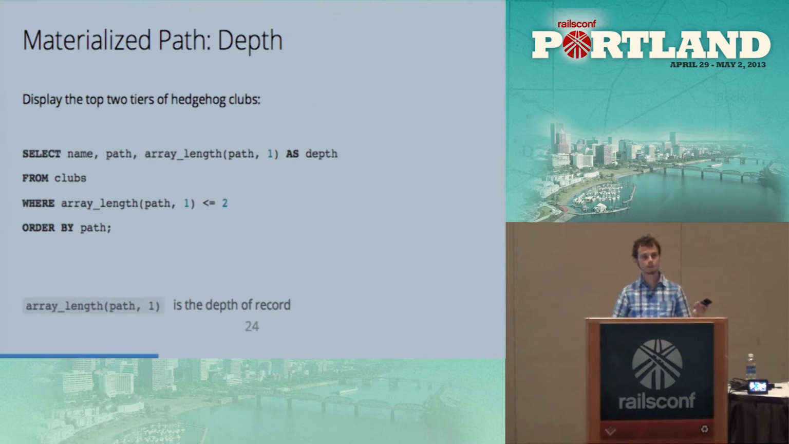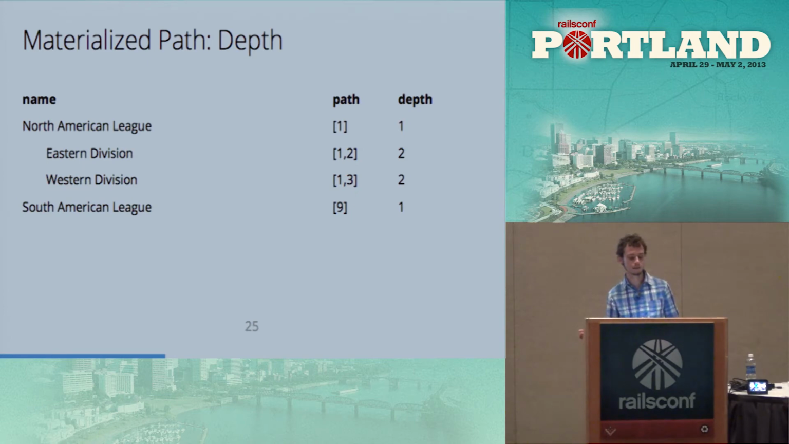So when would you want to actually use this? Well, let's say that you wanted to just display the top 2 tiers of your hedgehog clubs. To do this, we already know that the depth is just the length of the path. So you can just use the array_length function on path to get the depth. So we're going to select out the name and the path and the depth of that club, and then we're going to filter by array_length. We're going to filter it so that it's just the clubs that have a depth less than or equal to 2. You get back something that looks a bit like this. You're going to get back the North American League, Eastern Western Division, and the South American League. These are only the ones that have a path that's no longer than 2.